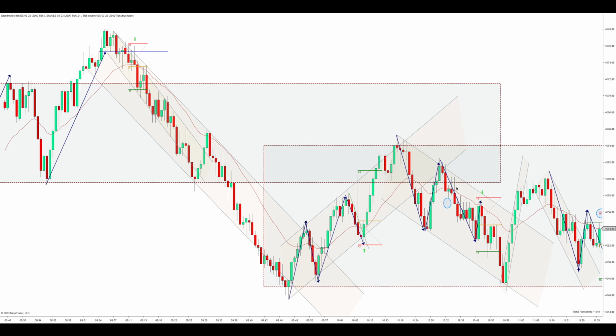Now this lower high, I did miss it, but I do actually like this lower high. I don't have it marked. I should mark it right now.